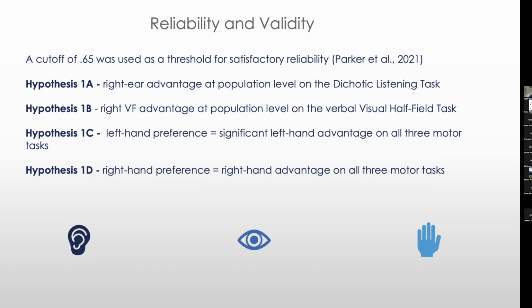And then for the motor tasks, we grouped participants based on their EHI scores. So we had a left-hand preference group and a right-hand preference group. And we predicted that the left-hand preference group would have a significant left-hand advantage on all 3 motor tasks. And then the right-hand preference group would have a significant right-hand advantage.